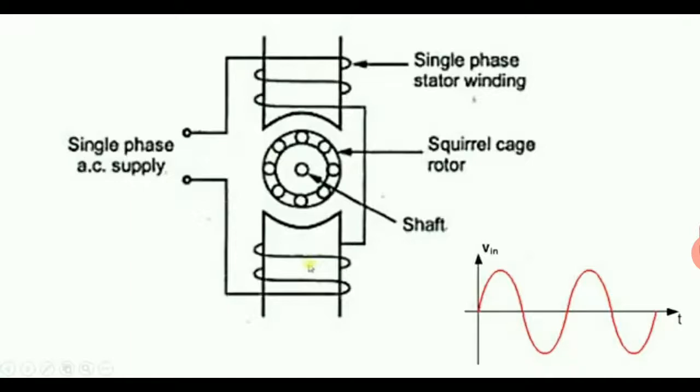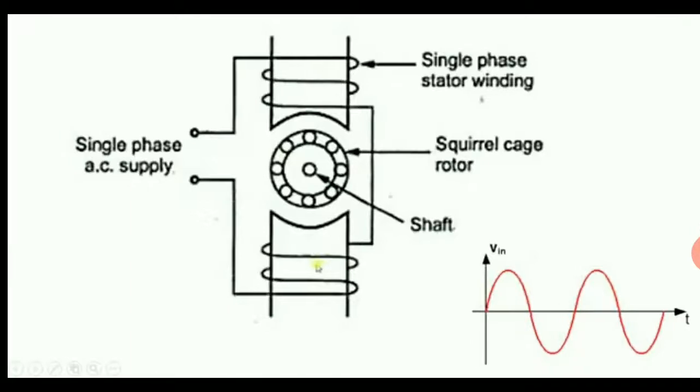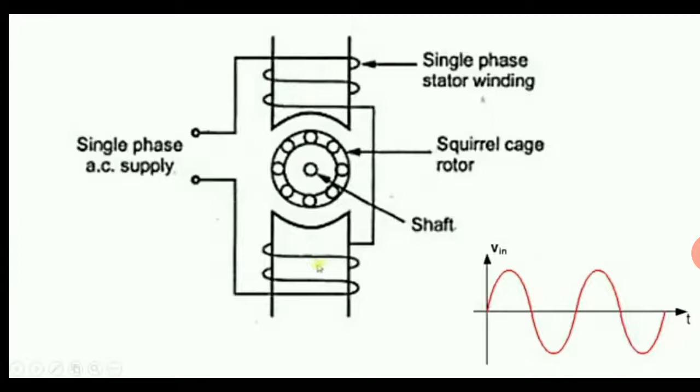Here, single phase AC supply is given to the stator, so the north and south poles change alternately. In the positive half cycle the upper pole is north and the lower pole is south, while in the reverse direction, in the second half of the cycle, the upper pole becomes south and the lower pole becomes north.